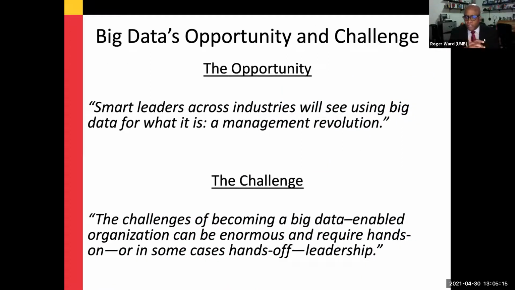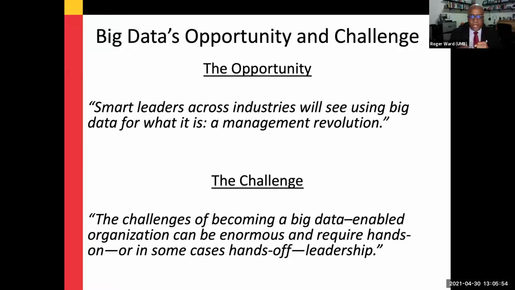So one of the lessons, and this is from McAfee in particular, that he teaches is that from the point of view of big data for executives like myself and strategists like myself at the institutional level, there's both an opportunity and a challenge. And the opportunity is that smart leaders, and I'm hoping I'm one of them, across multiple industries, including higher education, of course, will see the value of using big data and embrace it as a management revolution.